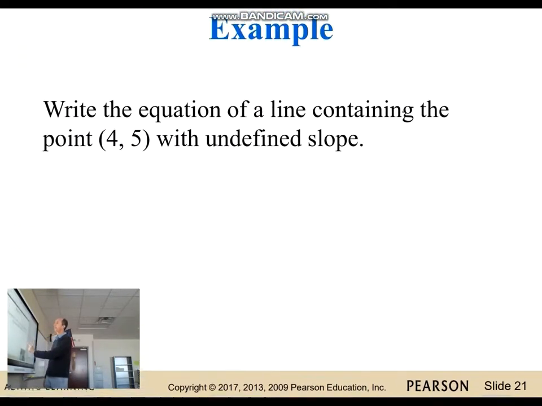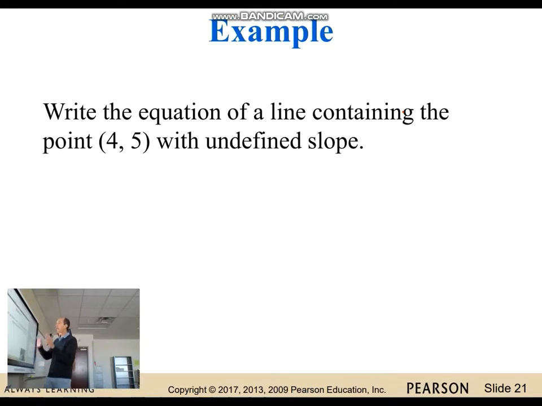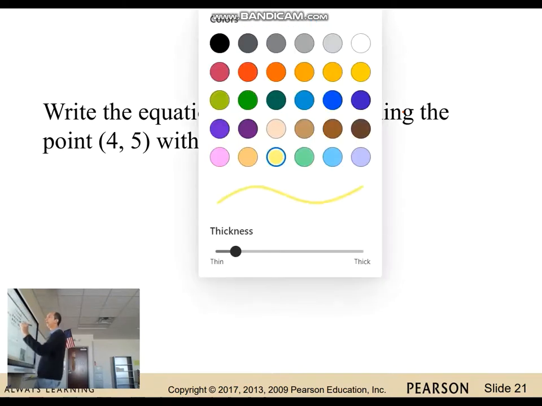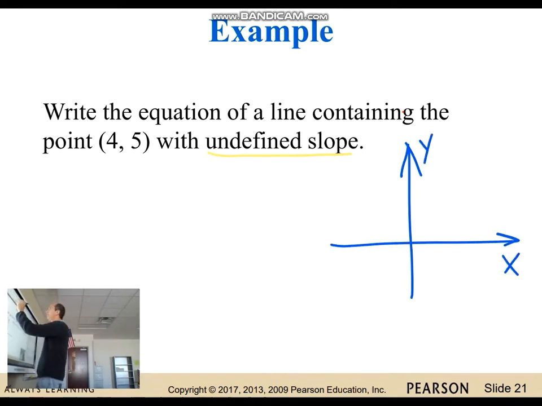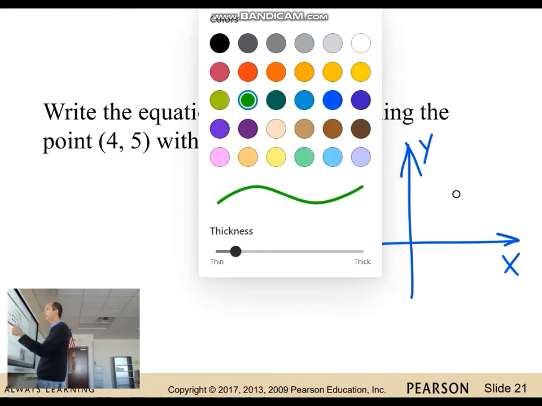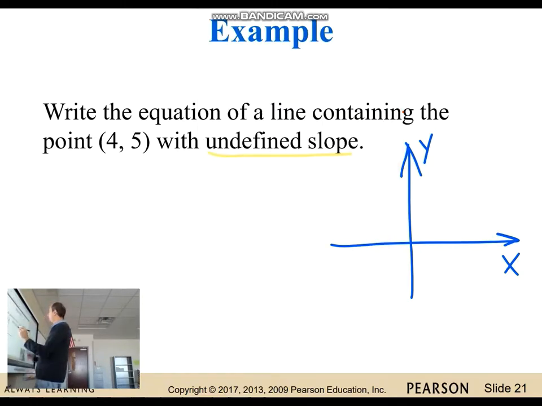Now write the equation of a line containing the point x equals 4, y equals 5, with undefined slope. If you remember from last section, the line that has an undefined slope is the vertical line, right? The vertical line has an undefined slope. For x equals 4, this vertical line here is the one that has undefined slope.